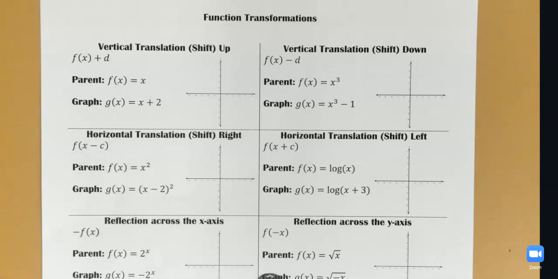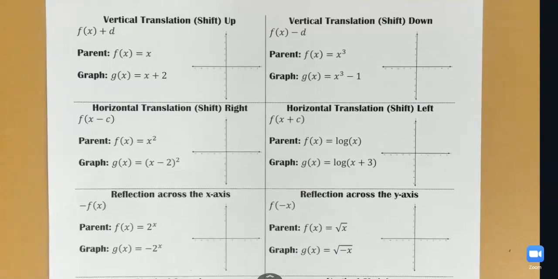So what we are going to look at today is how do we know which transformation is happening and how does that change the look of our graph. So we're going to relate each of these to a parent function you're already familiar with. So starting with vertical translations first. This again is a shift up or down.